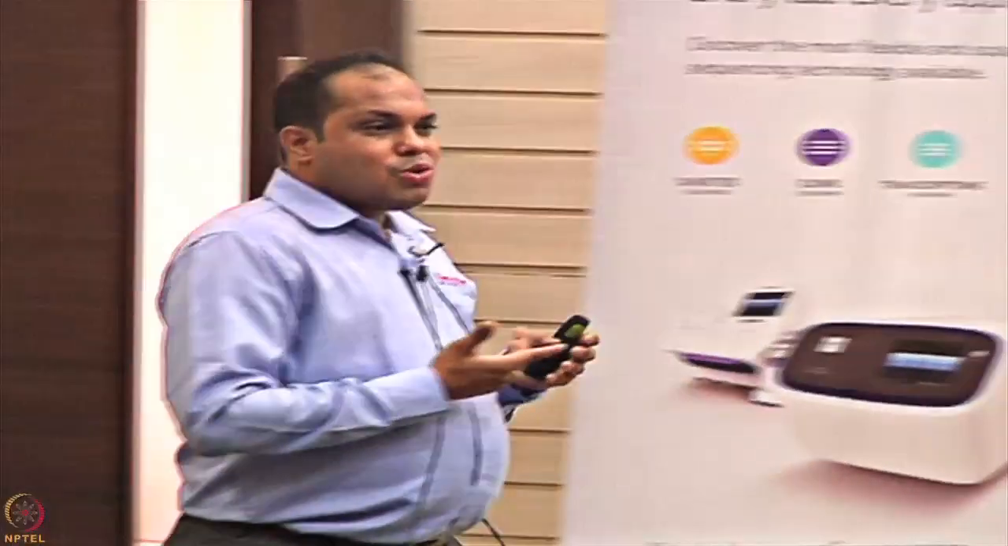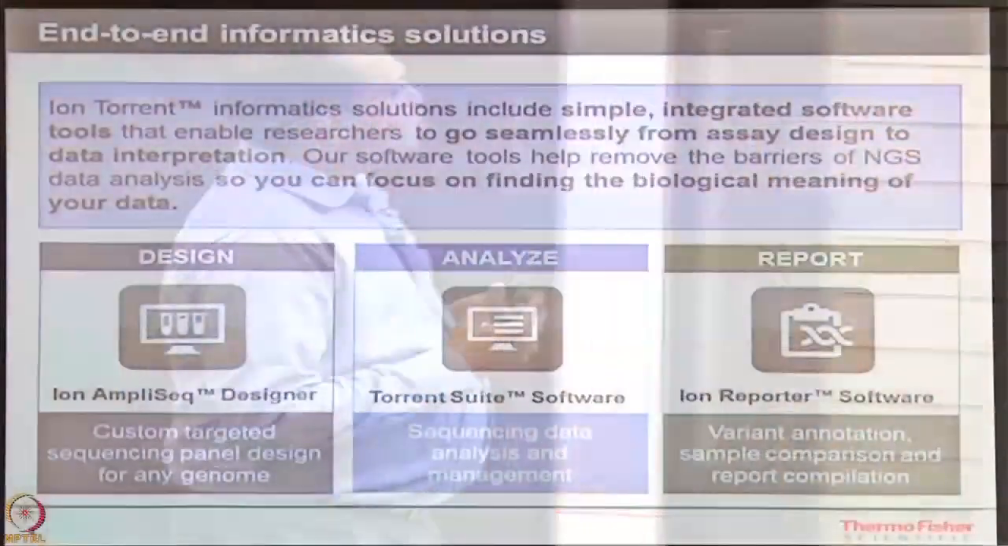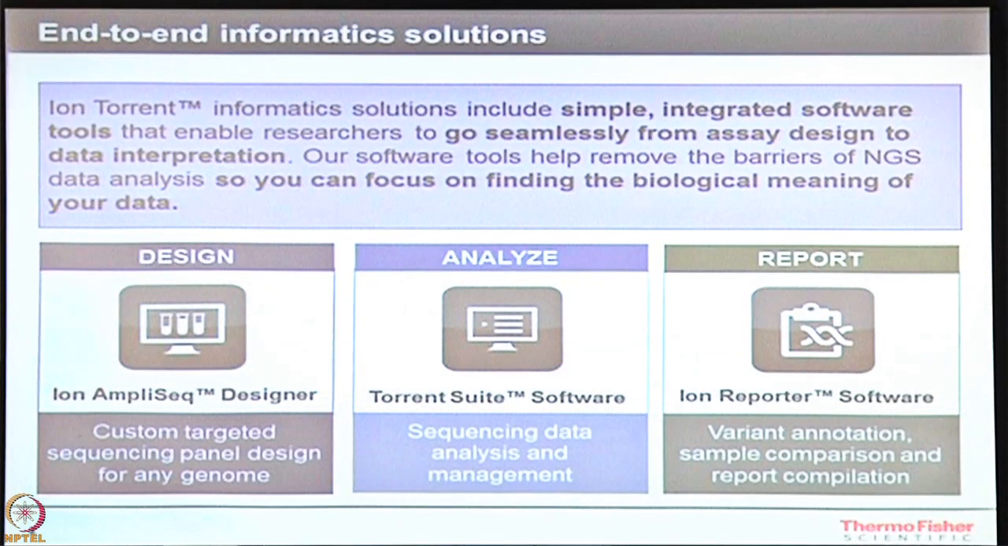So what happens over here is you have a technology called Ion AmpliSeq Designer as the first stage, which helps you to design those regions which can be utilized for sequencing in NGS. So in this we have three stages. One is the design, second is the analyze, and third is something called report.